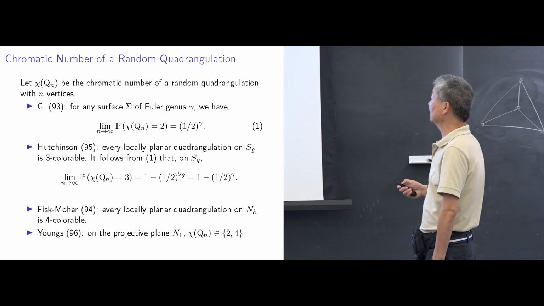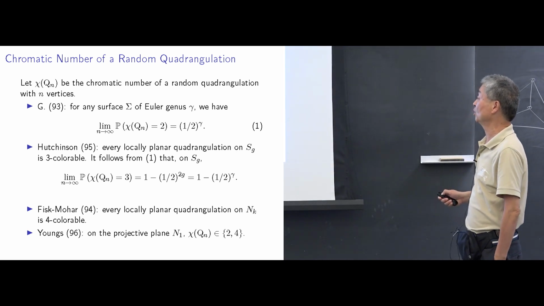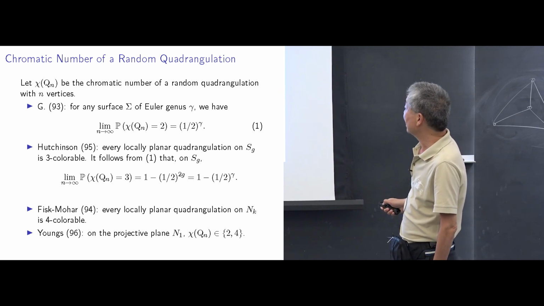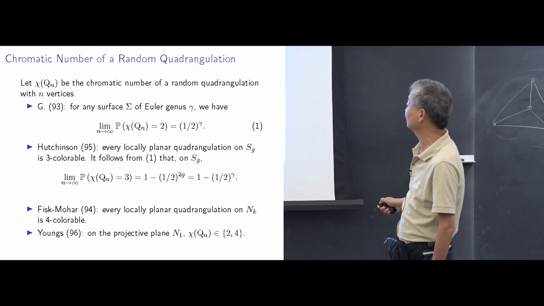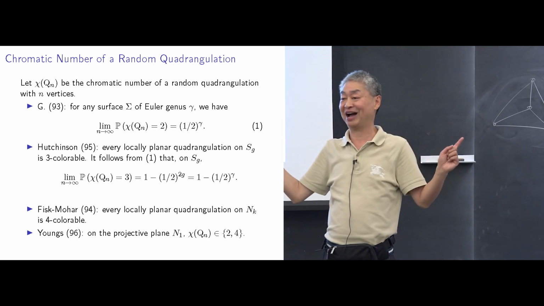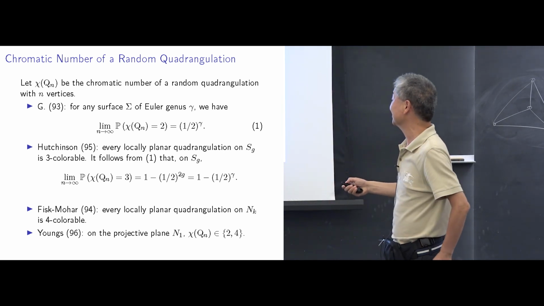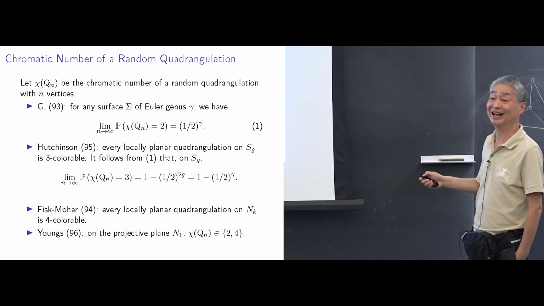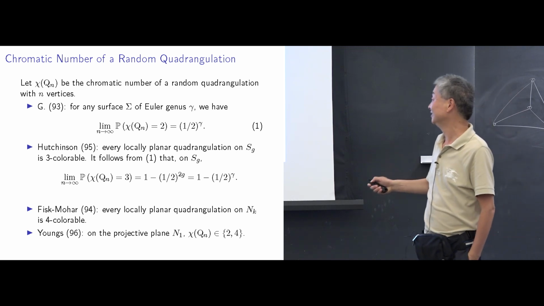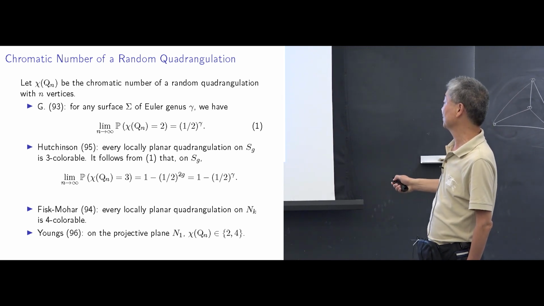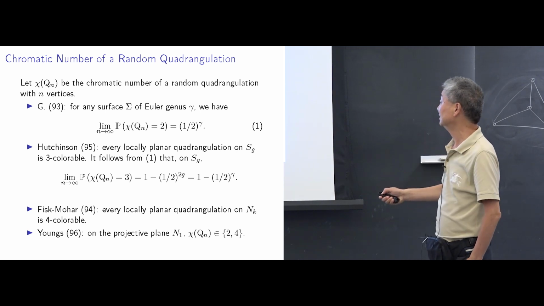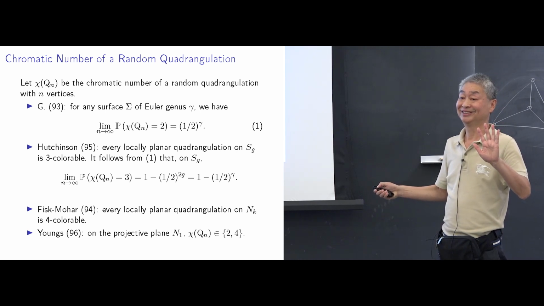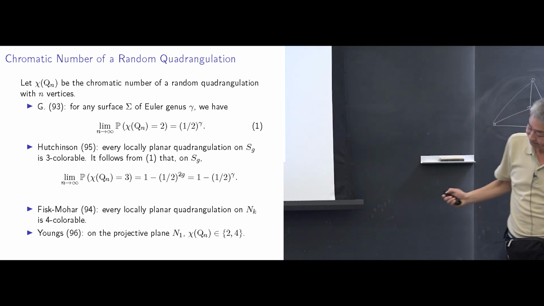But if you look at the random quadrangulations, the chromatic number turns out to be, first of all, Hutchinson proved, '95, okay, after Thomassen proved the 5-coloring theorem for general maps, and she did the similar thing for locally planar quadrangulations. And she proved that a locally planar quadrangulation, or in general, even embeddings, is 3-colorable. Okay? 3 colors is enough, as long as the map is locally planar.